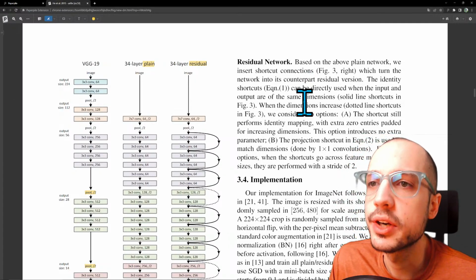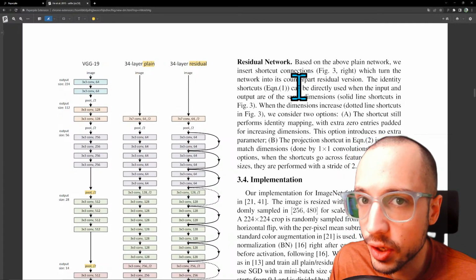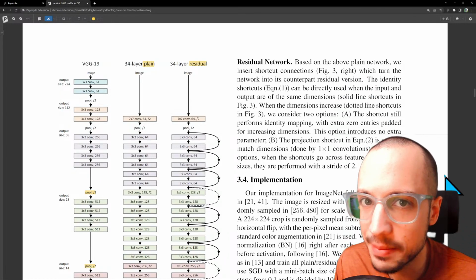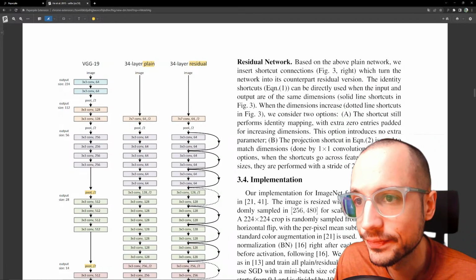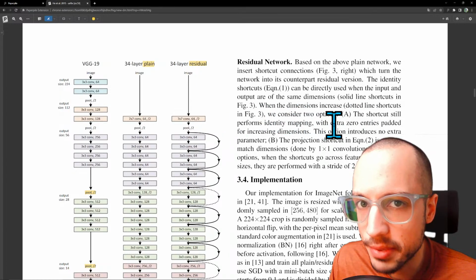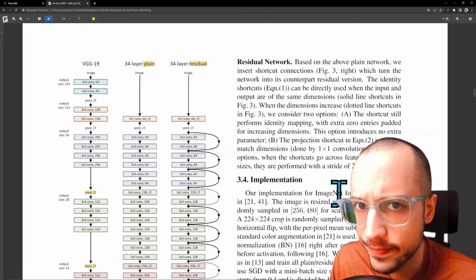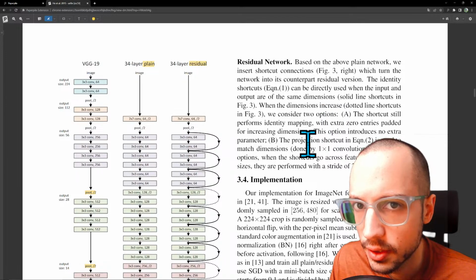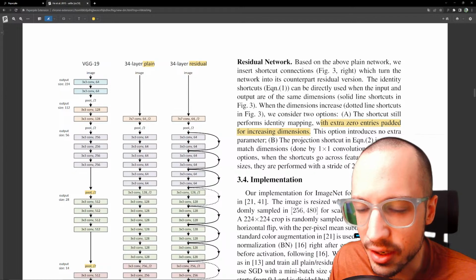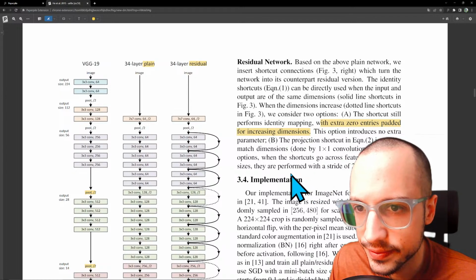Based on the above plain network, we insert shortcut connections which turn the network into its counterpart residual version. The identity shortcuts can be directly used when the input and output are of the same dimension. When the dimensions increase, we consider two options. The shortcut still performs identity mapping with extra zero entries padded for increased dimensions. It's kind of interesting. So it's literally zeros is what they're using.